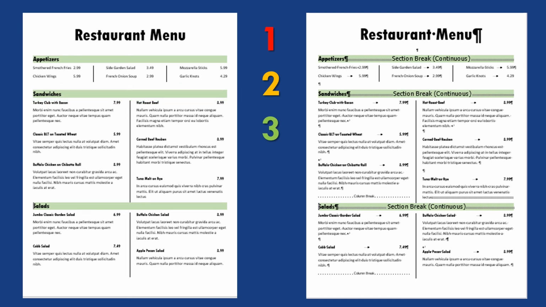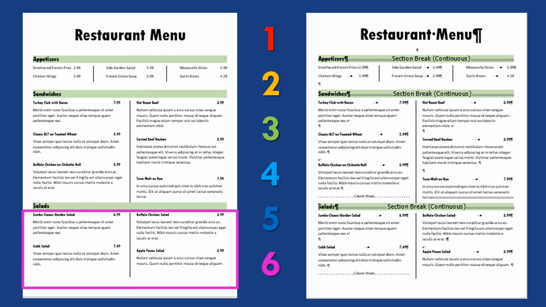The list of sandwiches is its own section formatted in 2 columns. The word salads by itself is its own section formatted in 1 wide column. And finally, the list of salads available that day is formatted in 2 columns.